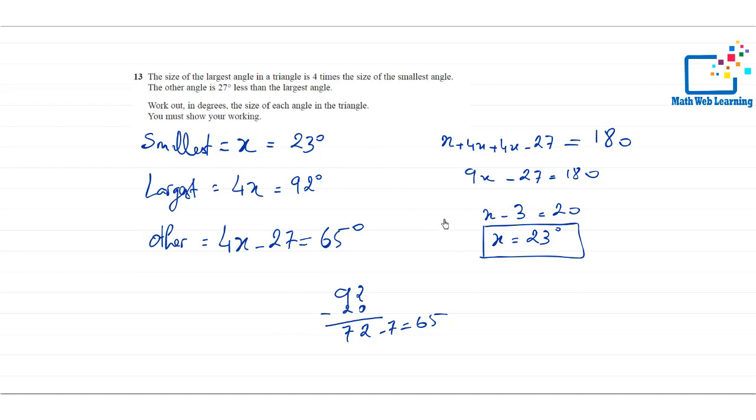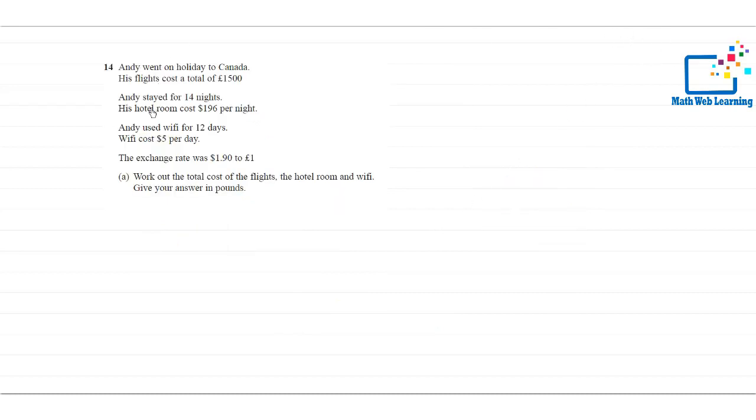Next question is question 14. Question 14 is a question on rate of change, as you can see here, and some worded problem solving. Right, so first thing I'm going to do, I'm going to calculate everything in dollars. So I'm going to do the cost of the stay in the hotel. So I do 14 times $196. I'll write it down like this, 196 times 14. I'll do the calculation later.